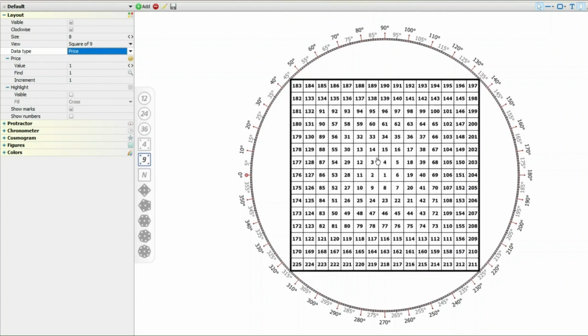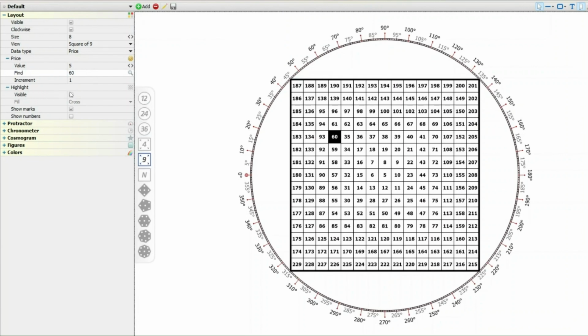Value means the starting point of the Gann Square of 9. If we write 5 here, you can see that the Gann Square of 9 is starting from the value of 5. With the help of find value, you can find any price. For example, you want to find the price of 60. So just enter 60 here. And here you can see 60.